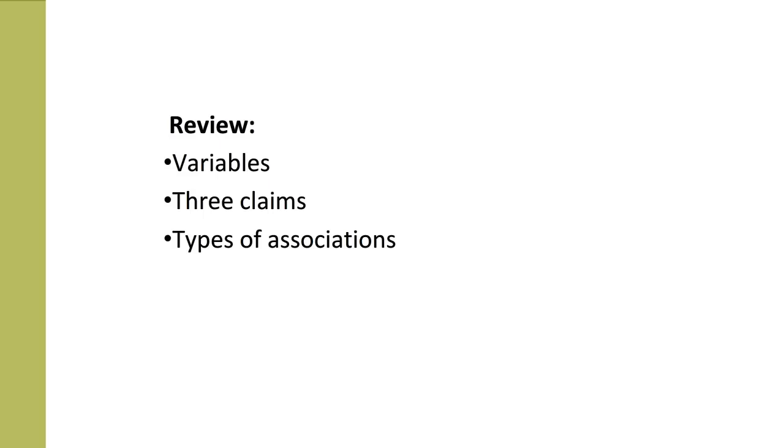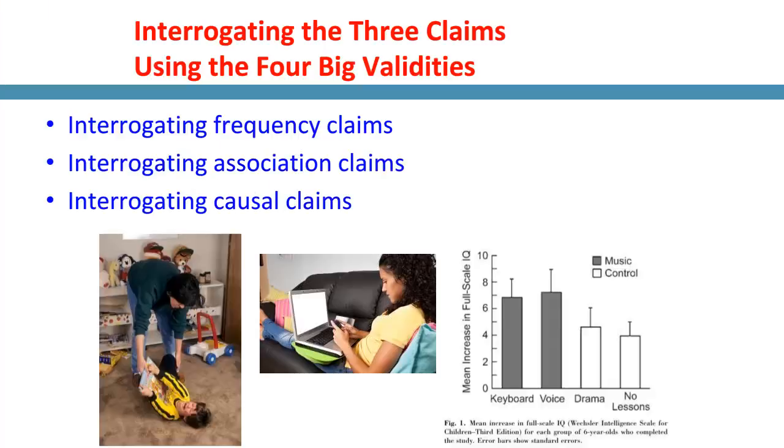following 3 things. So you need to have a pretty good understanding of what variables are by this point in time. Remember our 3 claims, so we have frequency, association, and causal. Make sure that you remember what those are and you can distinguish between them. And then the types of associations. So remember, we can have negative associations, positive associations, and no associations. So if you don't have a good handle on those things yet, go ahead and hit pause, jump over to those videos, or pull out your textbook and do a quick review.